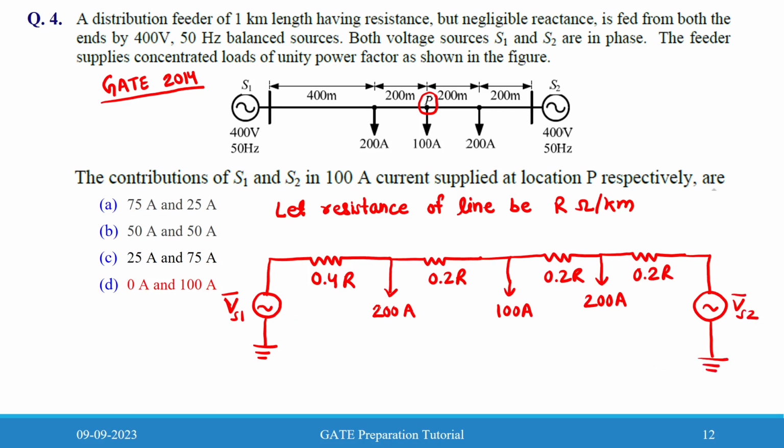Both are equal, right? So it will get cancelled out. Suppose this is the current I1 being supplied by Vs1. So this will be I1, this will be I1 minus 200, similarly this is I1 minus 300, similarly this one is I1 minus 500.